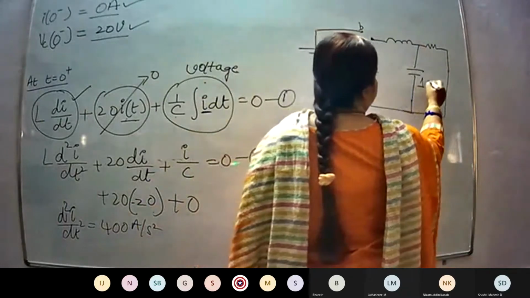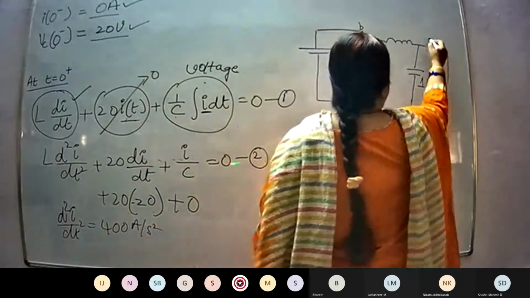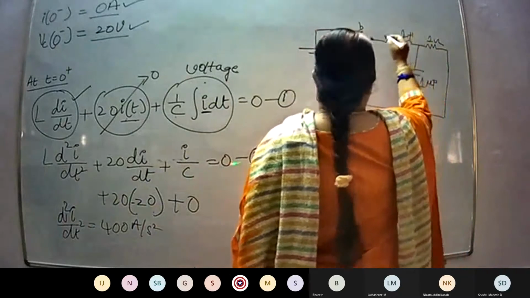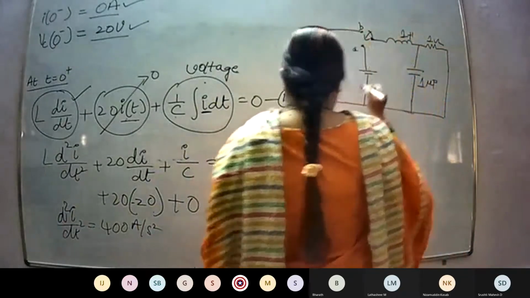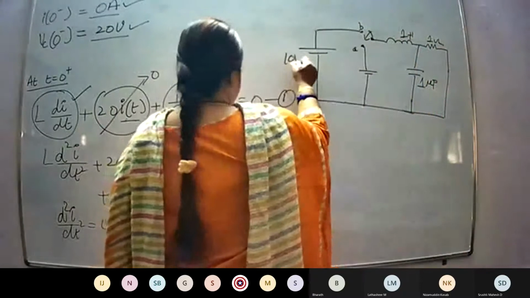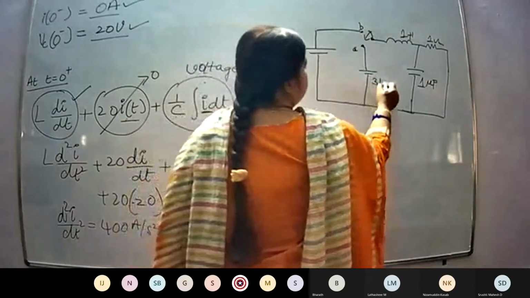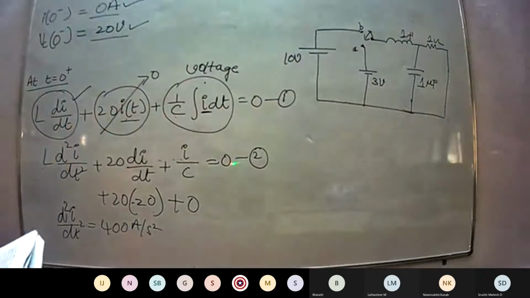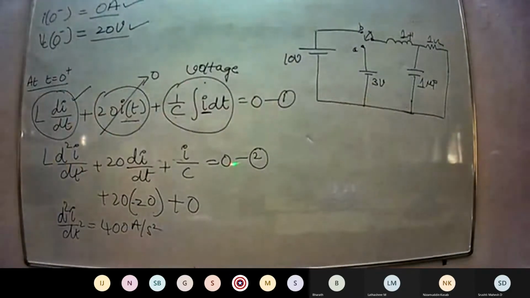So one capacitor value is 1 microfarad. This is 1 ohm. Inductor is 1 Henry. The switch. Okay. So two sources, 10 volts and 3 volts. So this is the network. We'll see how to solve it.